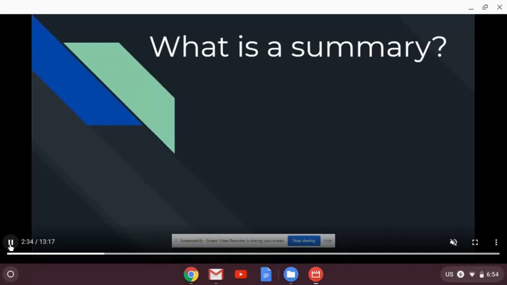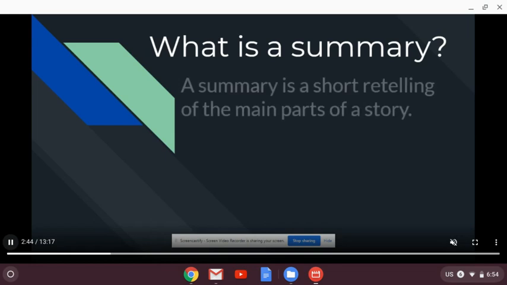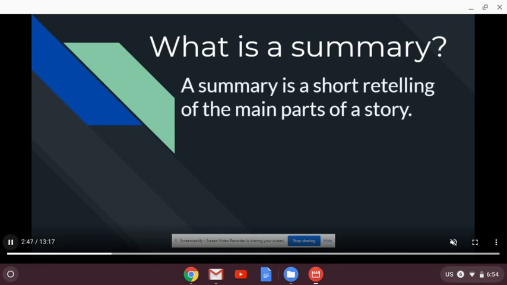Okay, so we're thinking about today what a summary is. I want you to take a moment in your brain and think about what a summary is. A summary is a short retelling of the main parts of a story. Please write this down in your notebook. When you're retelling somebody, you need to touch on what happened in the beginning of the story, what happened in the middle, and what happened at the end. You cannot just retell what happened at the end. You need to have it in order of what the main parts of that story were, okay?